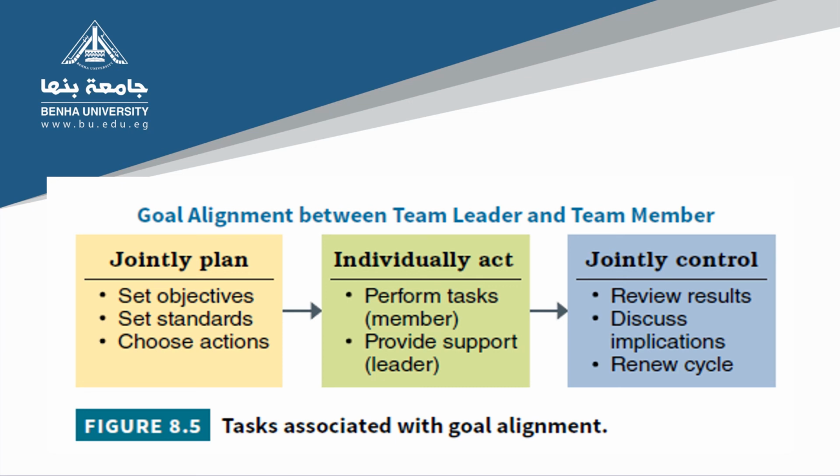They jointly plan, which means set objectives and set standards and choose actions with each other. But they individually act, which means the member performs tasks and the leader provides the needed support. Finally, they jointly control, which means review results and discuss implications with each other.